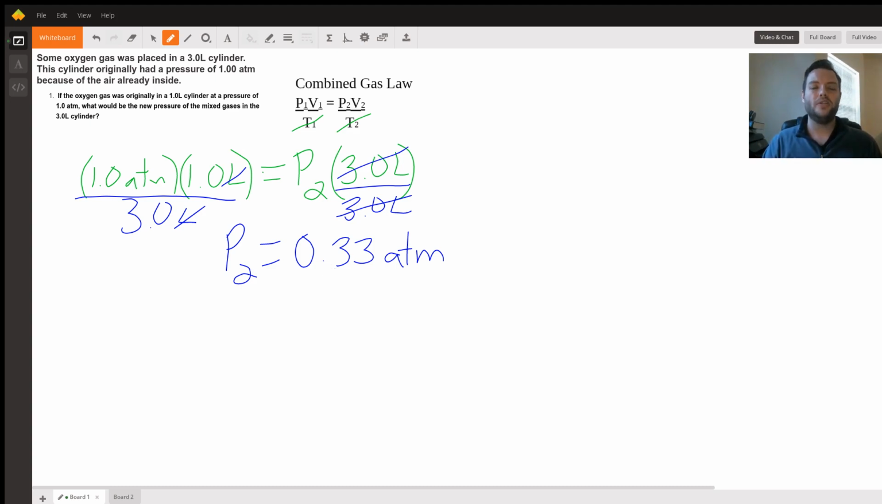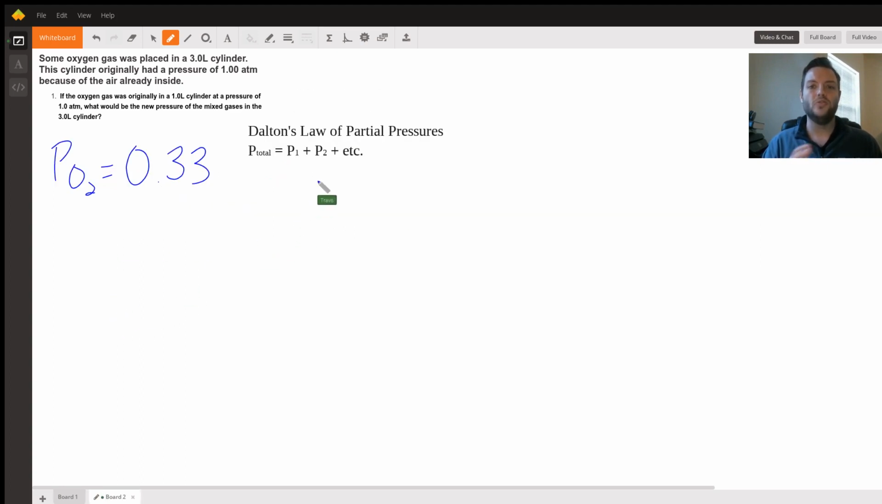Now that we know what the pressure of the oxygen is going to be, we can now figure out what the pressure in the entire container is going to be. And in order to do so, we use Dalton's law. Dalton's law states that the pressure for a container is equal to the sum of the individual gases' pressures, and that each gas adds up to equal the total. Well, we know the pressure of the oxygen gas. We also now know, by looking at the information, the pressure of the gases inside the cylinder. And the pressure inside the cylinder is 1.00 atm.